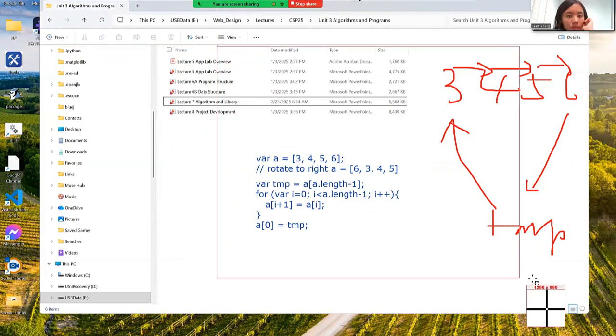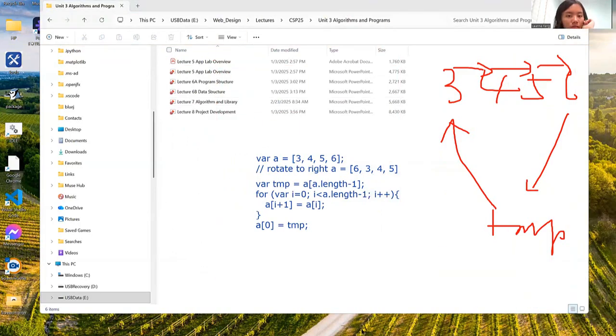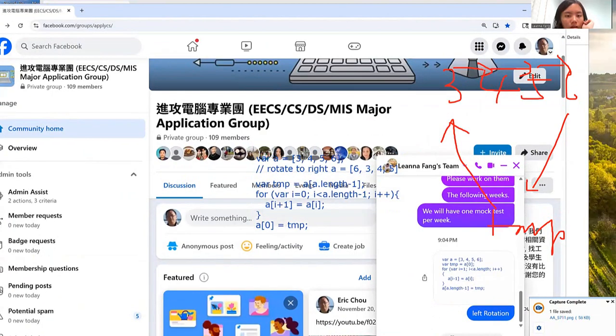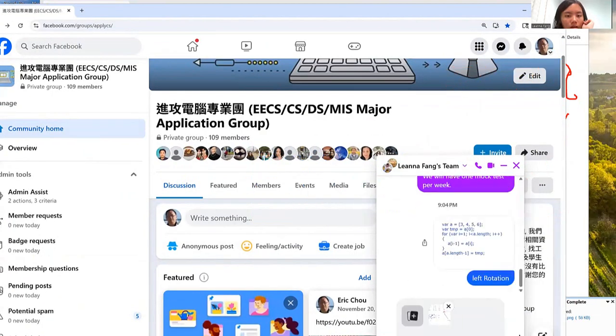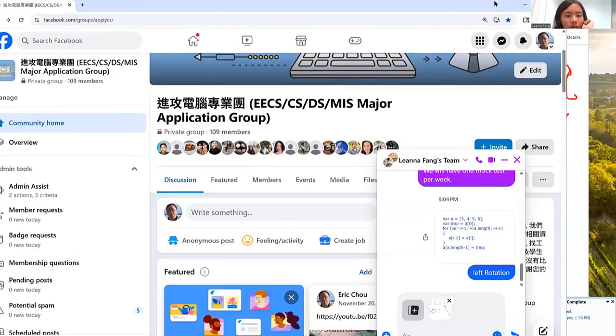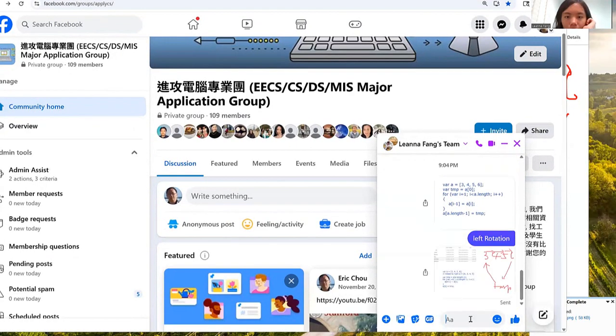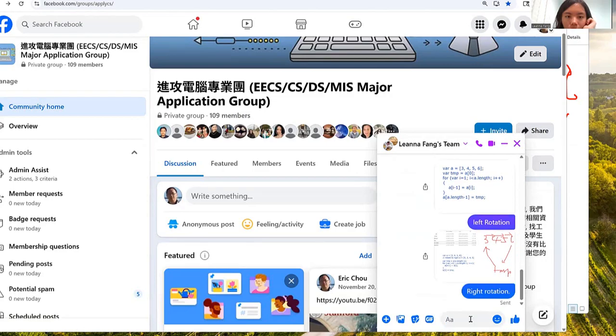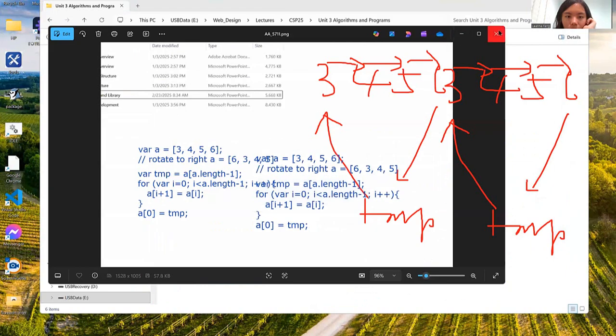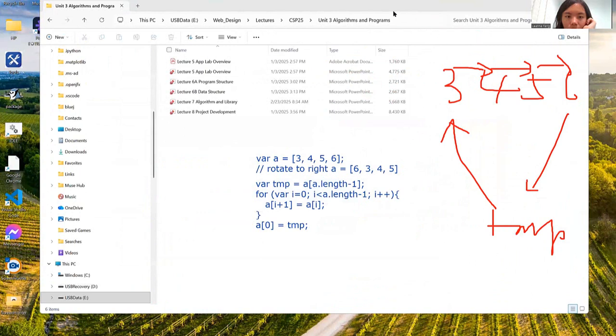Is that okay? Hello, is that okay? Both right rotation and left rotation may be tested in AP, okay? Are you okay? Yeah. Remember how to do rotation, okay?